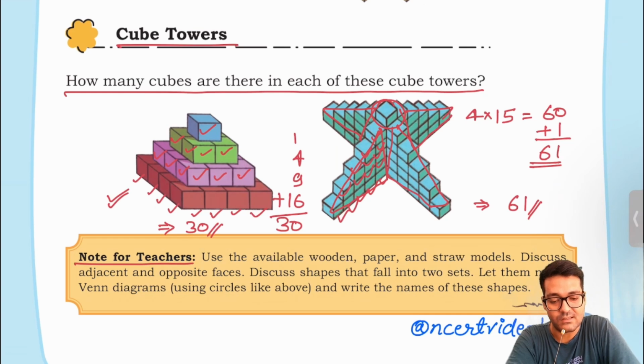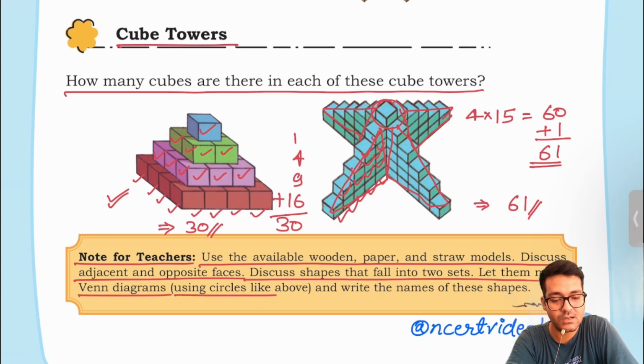Note for teachers. Use the available wooden, paper and straw models. Discuss adjacent and opposite faces. Discuss shapes that fall into two sets. Let them make Venn diagrams using circles like above. And write the names of these shapes.